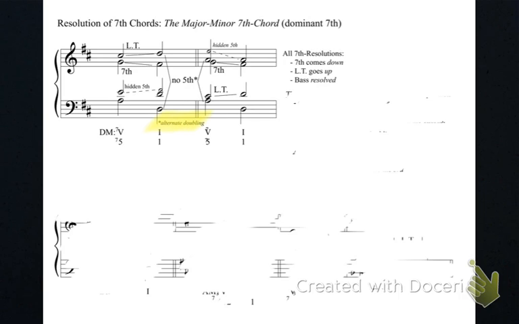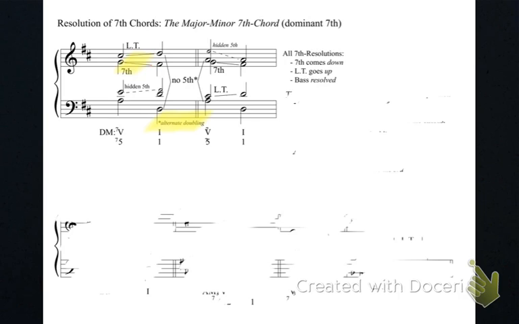But before we go there, let me explain the basic rules for any seventh resolution. The seventh comes down and the leading tone goes up. You see? From this chord here, the seventh goes down while the leading tone goes up. And then the rest of the chords, the rest of the tones resolve accordingly.